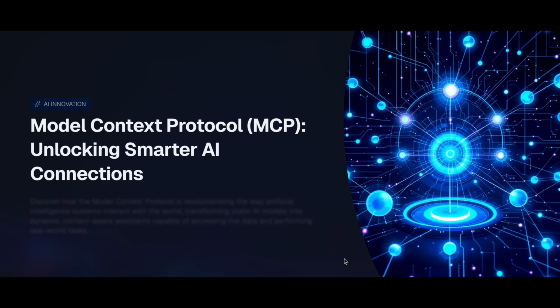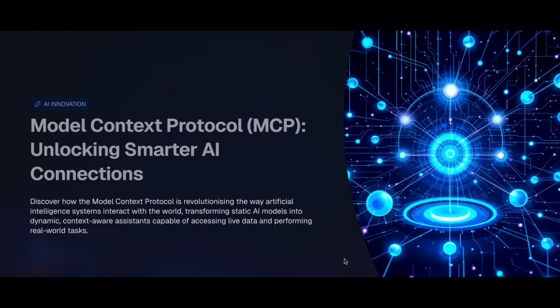Today we are going to talk about one of the AI innovations, Model Context Protocol or MCP, and we will understand how it is unlocking smarter AI connections. Model Context Protocol is actually revolutionizing the AI world. This is how your AI has now become an agent or assistant, and it is able to talk to any database, API or external resource which you want it to be aware of.